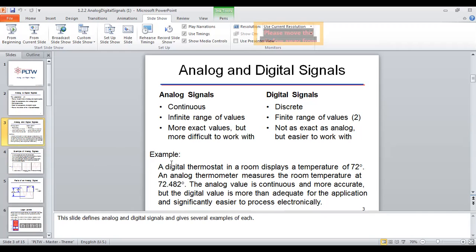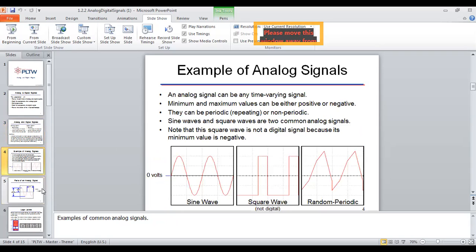So this is a very important slide for differentiating between analog and digital signals. You do not have to write down everything, but it might be nice to have, if you want to write down just these key points right here. And this is what differentiates analog from digital. It gives you some examples here.